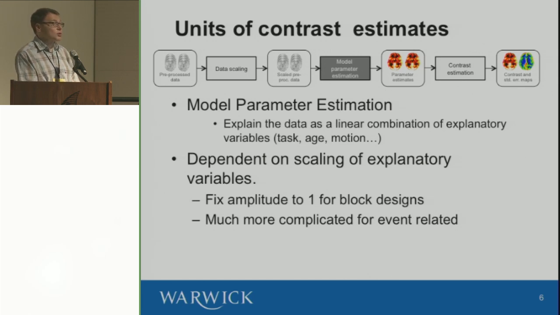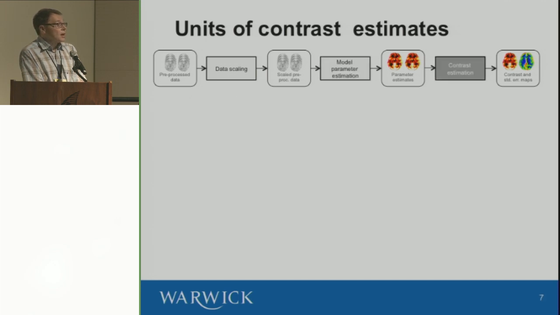You can decide to try to scale it to a unit height, but then if you have events that are close in time, they might combine and make it difficult to see what is a unit height. And also, I think SPM scales it so that the sum of squares of the HRF is unity. So different ways to do it, and it's complicated. There might be differences between software. And the last way that you can get differences is in the contrast.